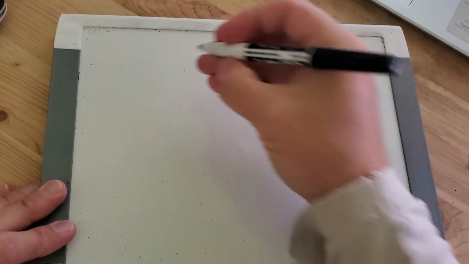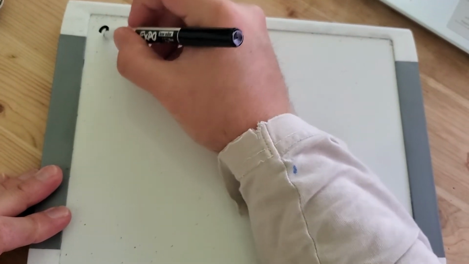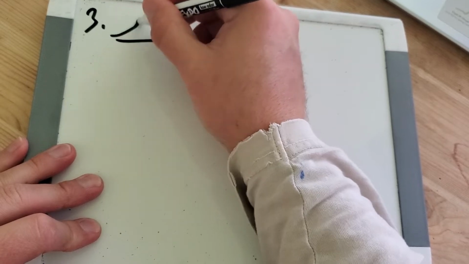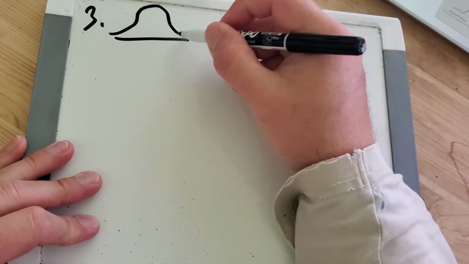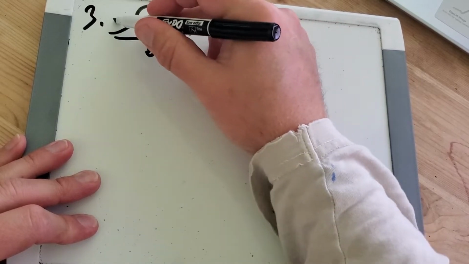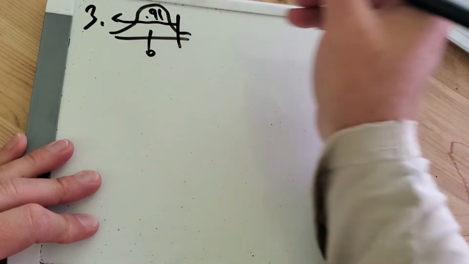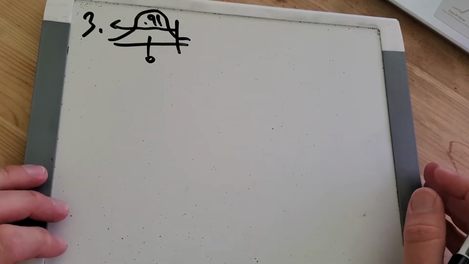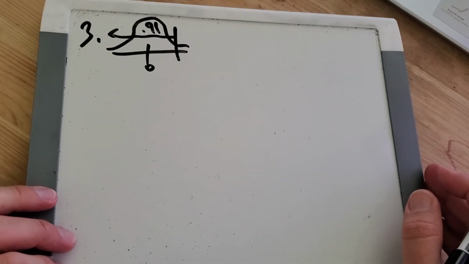I unpaused it too soon. All right, let's see if I can handle that. That's not too bad. Number 3 says, find the z-score that has an area of 91% below. So another way to ask that question is, find the 91st percentile z-score, because that's what a percentile means. I want a z-score that has 91% below it in a standard normal.